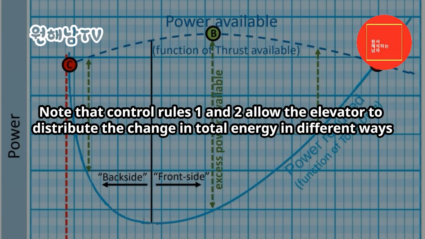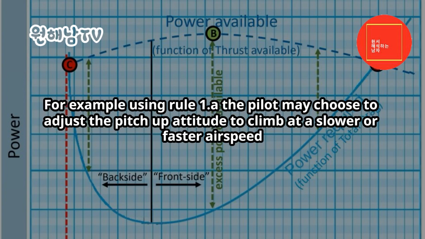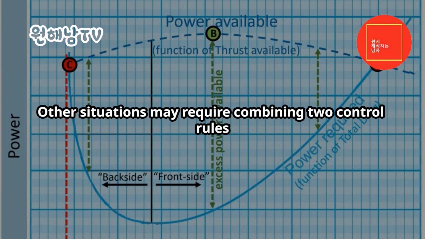profile. Note that control rules 1 and 2 allow the elevator to distribute the change in total energy in different ways. For example, using Rule 1A, the pilot may choose to adjust the pitch up attitude to climb at a slower or faster airspeed. Other situations may require combining two control rules.